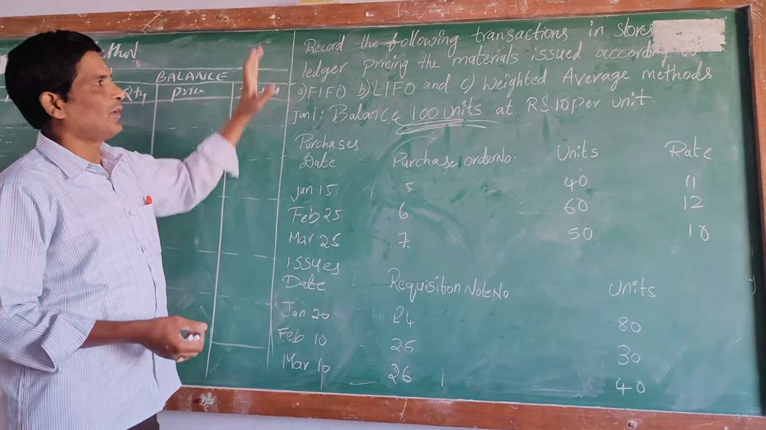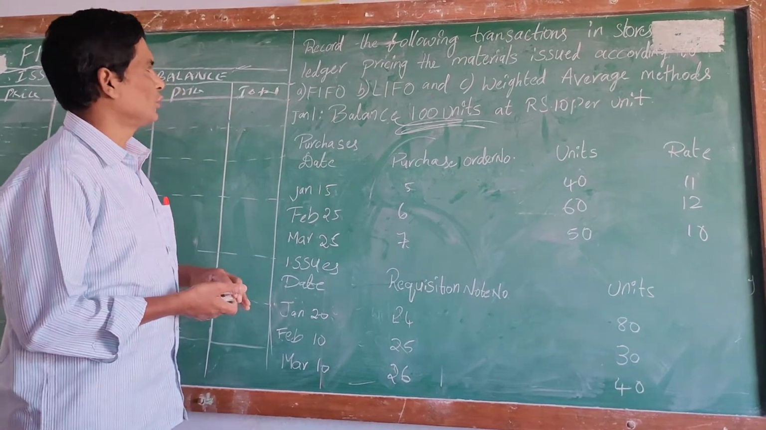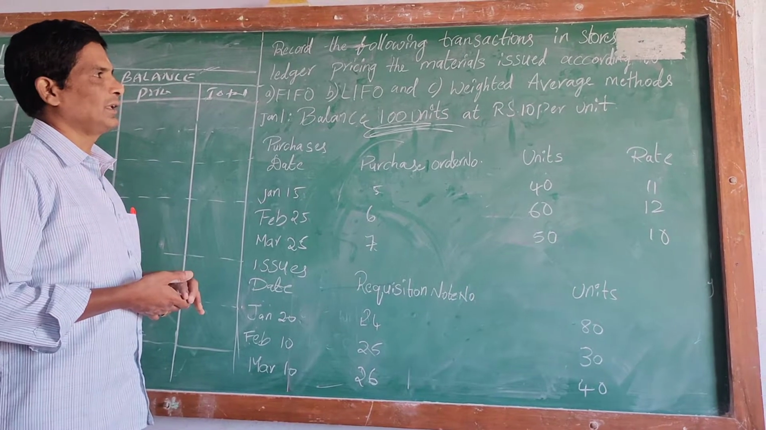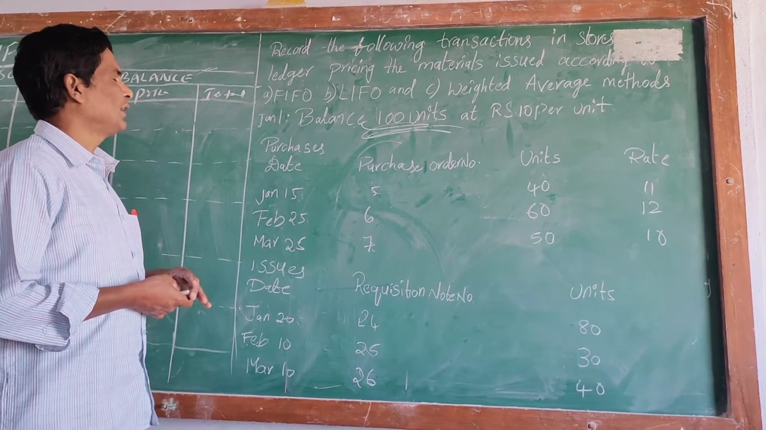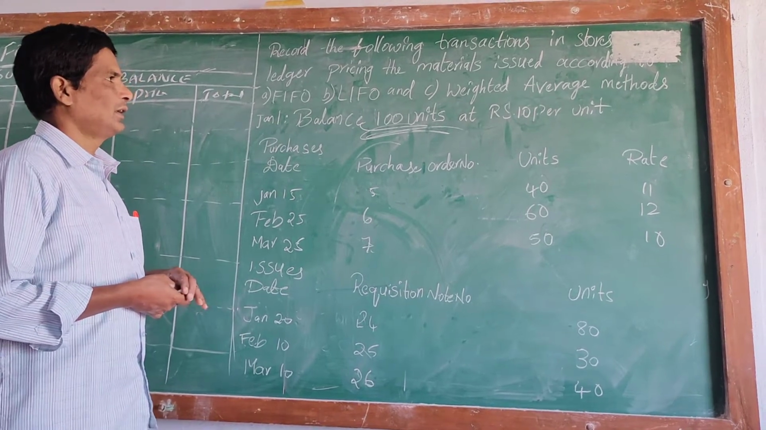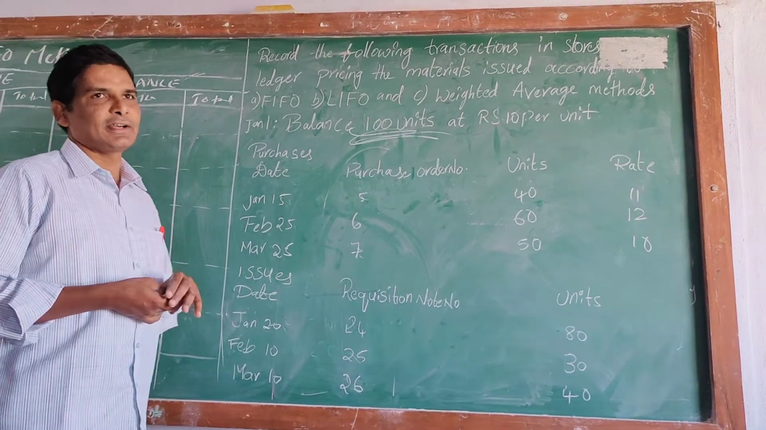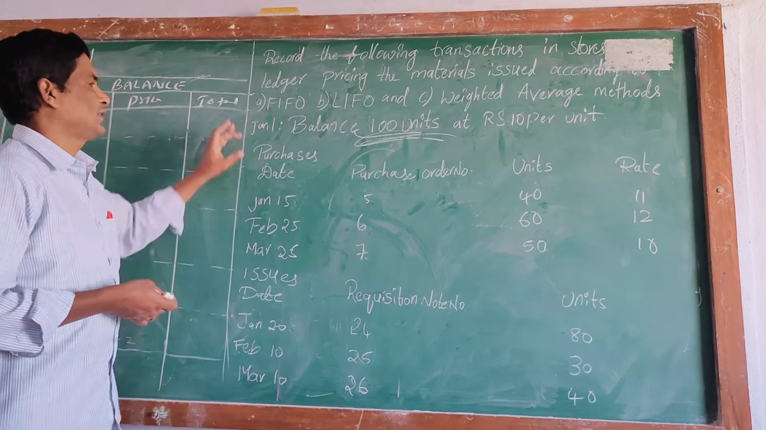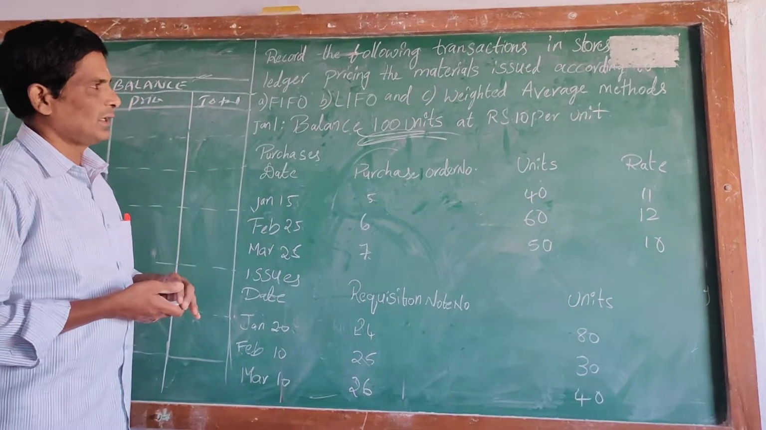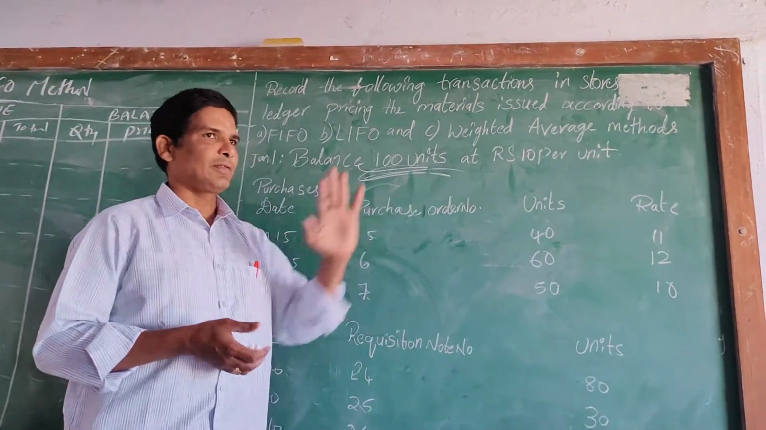See here, this is the problem I already wrote for the purpose of saving video footage. Record the following transactions in stores ledger for pricing the materials issued according to A. FIFO method, B. LIFO method, and simple average method and weighted average method. So first we have January 1st balance of 100 units at the rate of rupees 10 per unit.